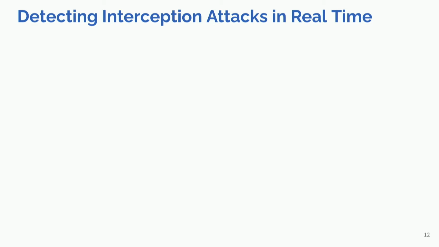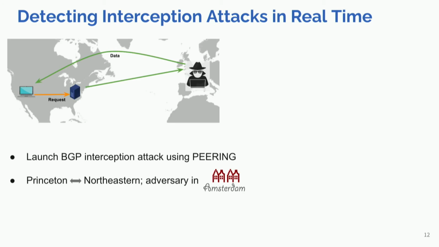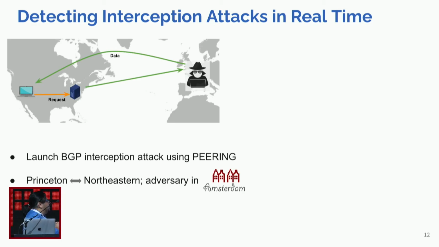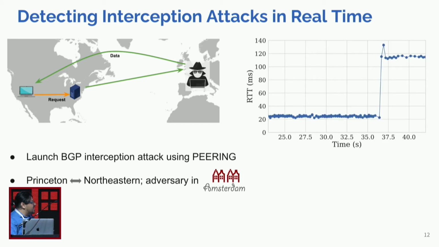How do we detect interception attacks in real time? So we actualized this particular attack by launching a BGP interception attack using the PEERING testbed. We had two hosts, a client and a server, talking between Princeton and Northeastern universities, and the adversary was, well, here in Amsterdam. And what we see is that Dart is able to produce continuous round-trip time samples. And as you see, around the 36th second, when the attack is actually launched, the RTT goes up high, and we can actually use this information to then do useful stuff.